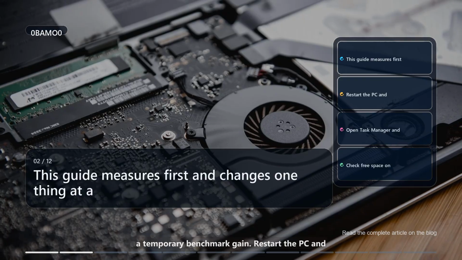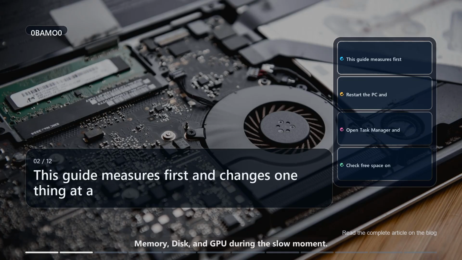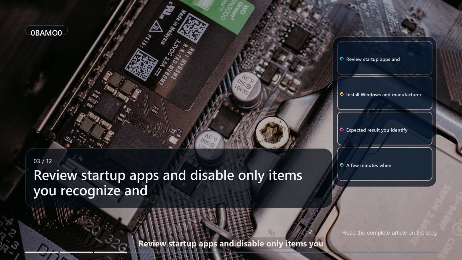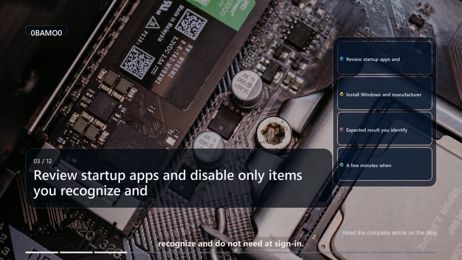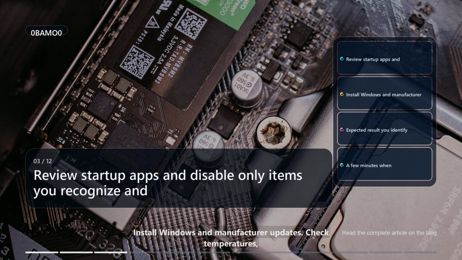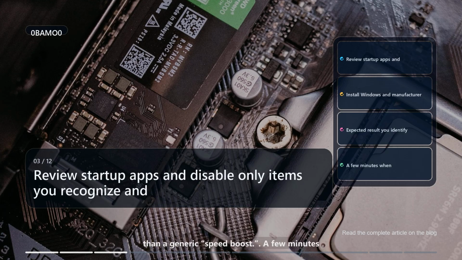Restart the PC and reproduce the slowdown with only the necessary applications open. Open Task Manager and watch CPU, memory, disk, and GPU during the slow moment. Check free space on the system drive. Review startup apps and disable only items you recognize and do not need at sign-in. Install Windows and manufacturer updates. Check temperatures, fan behavior, and storage health if performance degrades under load. Expected result: you identify the bottleneck category and apply a targeted, reversible change rather than a generic speed boost.